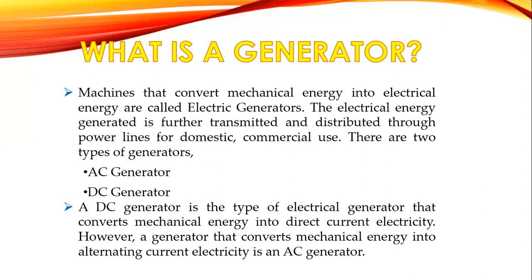A DC generator is the type of electrical generator that converts mechanical energy into direct current electricity. However, a generator that converts mechanical energy into alternating current electricity is an AC generator. That means the generator that converts mechanical energy into alternating current is called an AC generator.